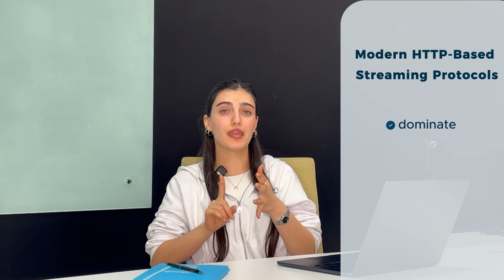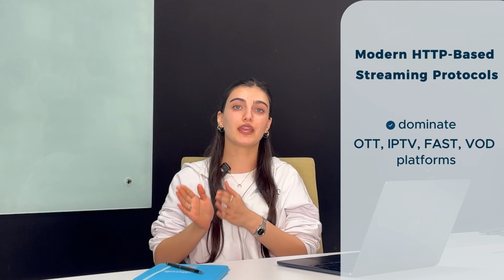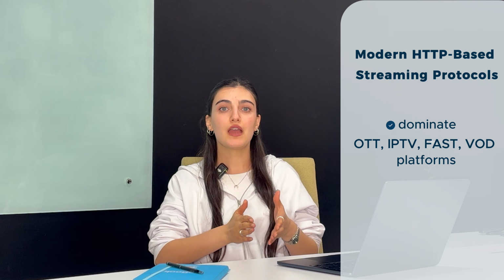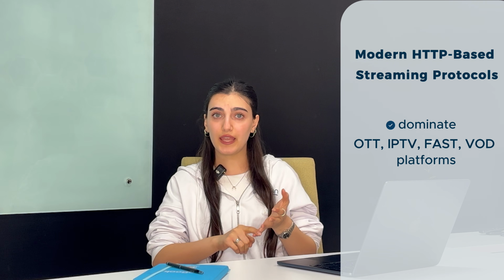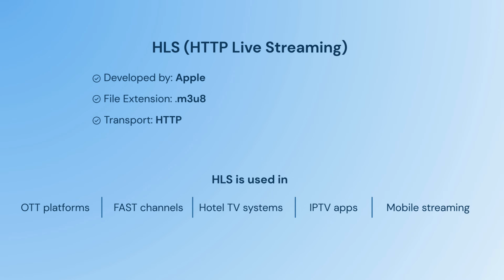Next up, modern HTTP-based streaming protocols. Well, one thing all of these modern protocols have in common is that they dominate the OTT, IPTV, FAST, and VOD platforms. And the reason is they use standard HTTP over TCP, so they are CDN-friendly and firewall-safe. Let's start with HLS. So HLS is like watching a movie in small puzzle pieces that adjust quality based on your internet speed. It's the all-rounder of video streaming protocols, and there are reasons.